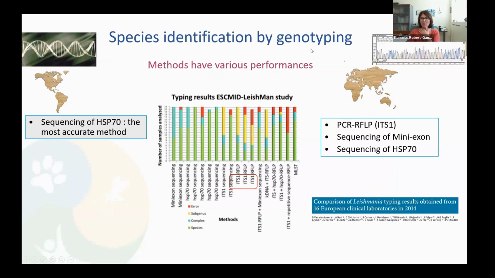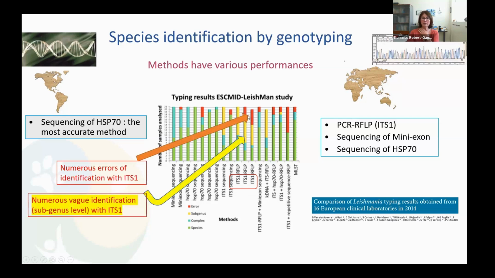In this European study, dating now 10 years back, it was a comparison of identification methods across 16 European centers using PCR-RFLP, sequencing of mini-exon, or sequencing of HSP70. And you see clearly that particularly the ITS1 RFLP combination led to misidentification or numerous vague identifications at a subgenus or a complex level, which is not enough for clinical guidance.